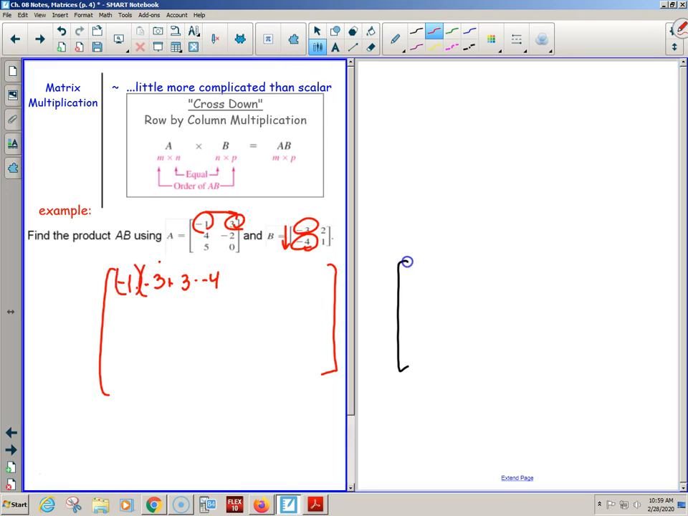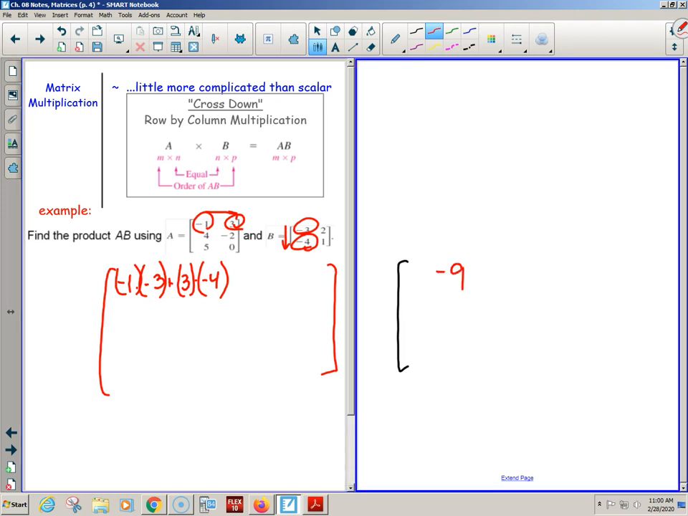I've done -1 times -3 plus 3 times -4. Where did I get those numbers from? First row and then first column. First times first plus second times second. Remember, think dot product with the row and with the column. Wait, what is positive 3 minus 12? -1. Okay, I have one part of my multiplication answer.